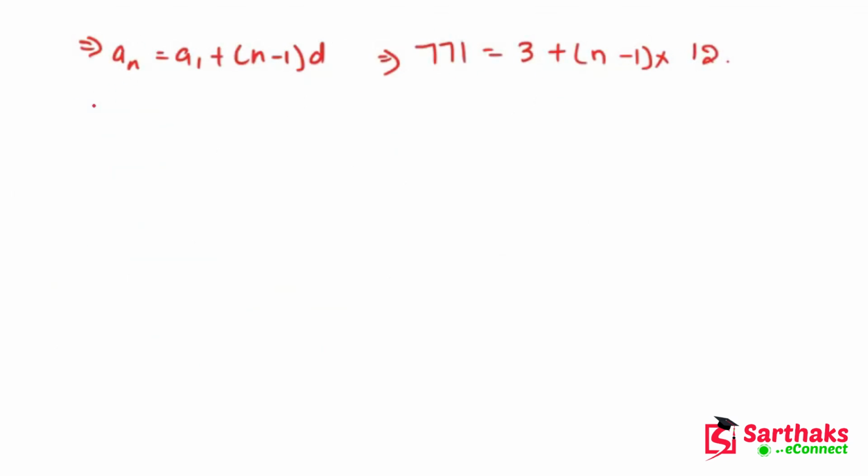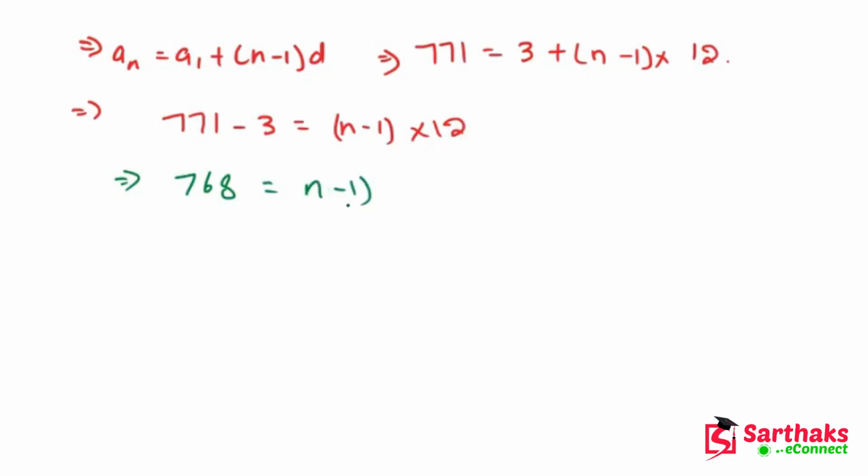Now we can solve very easily. So here 771 minus 3 is equal to n minus 1 into 12. So this will become 768. It is equal to n minus 1 into 12. And this 12 goes down to the denominator. So we get 768 divided by 12, and it is equal to n minus 1.